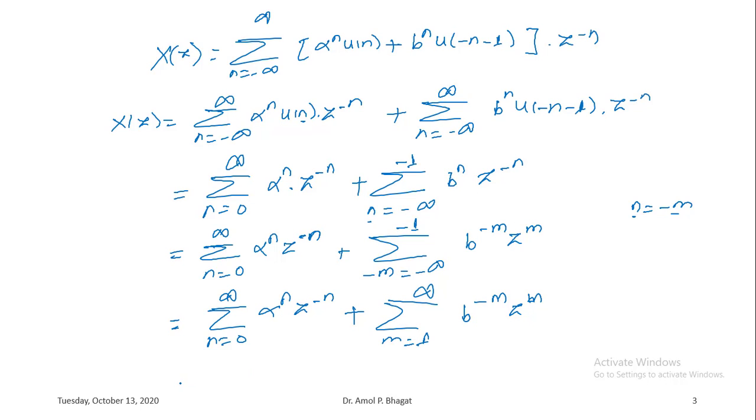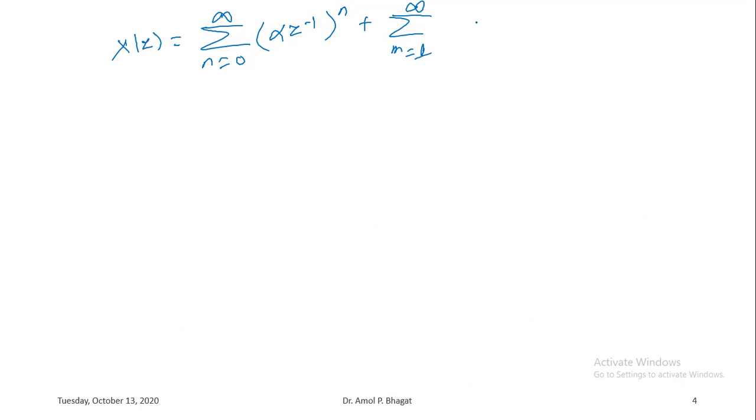Right. So here I can take n is equals to 0 to infinity, I can take this n common, so it will be alpha z inverse raised to the power n plus summation n is equals to 1 to infinity b inverse z raised to the power n. I'll rewrite that last equation, X of z is equals to summation n is equals to 0 to infinity alpha z inverse raised to the power n plus summation n is equals to 1 to infinity b inverse z raised to the power n.